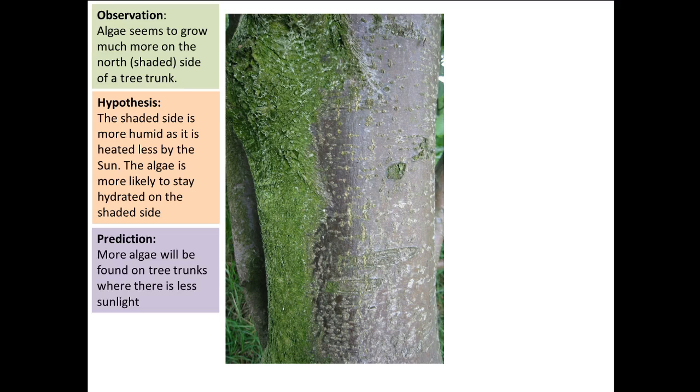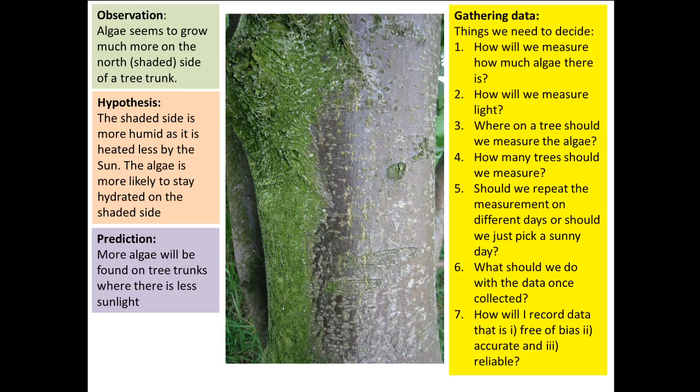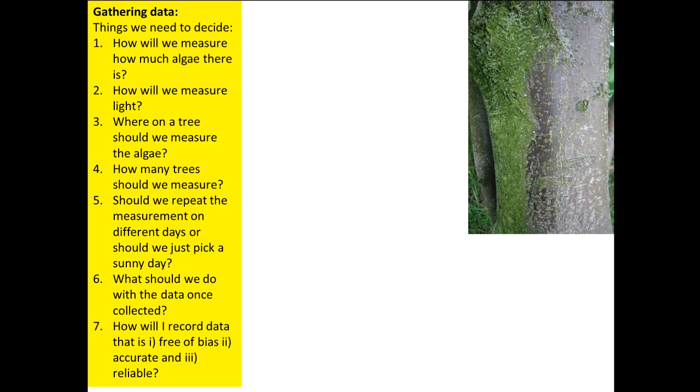Then I make a prediction, because there's lots of things here, so I hone in on 2 things. More algae, the biotic factor I'm going to measure, will be found on tree trunks where there is less sunlight. So I'm going to check sunlight levels and see if that's true. Do I get more algae in places where there's less sunlight? These are the things I need to think about. I'm going to go to the next slide, and this yellow pane just appears again. So here it is: things we need to decide.